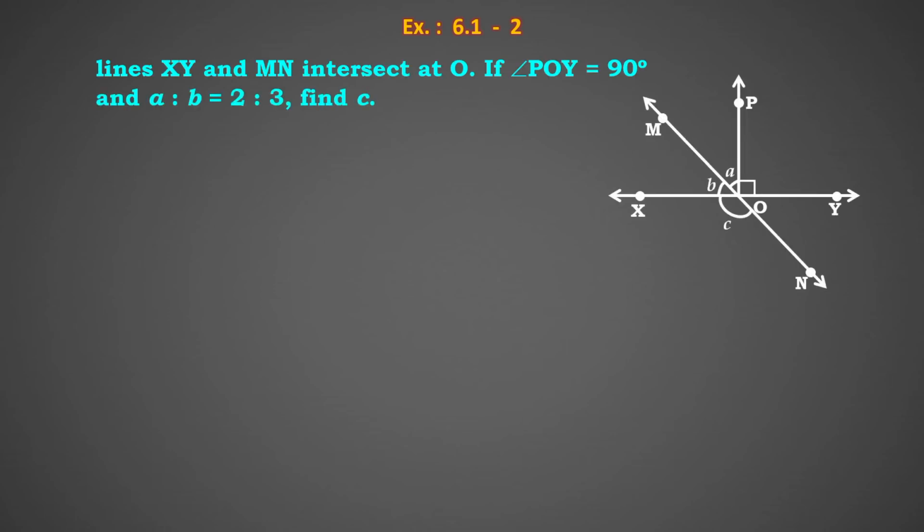Lines XY and MN intersect at O. If angle POY equal to 90 degree and a is to b equal to 2 is to 3, find c.